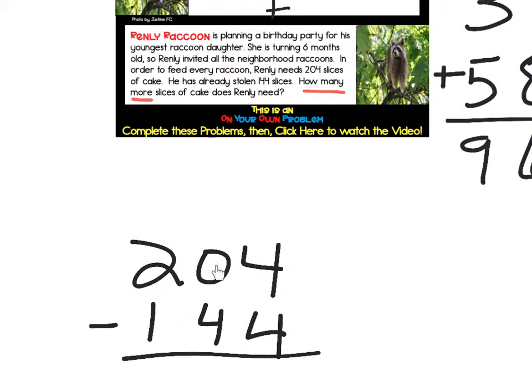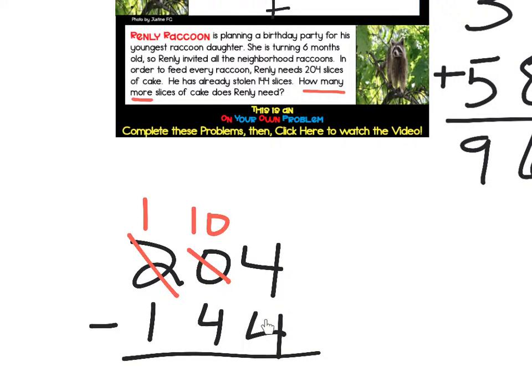1 is smaller. But lo and behold, I got trouble coming right away here because I cannot take 4 away from 0. There's nothing there to take it away from, right? So I am going to actually borrow from the 2. I'm going to turn that into a 1, and I'm going to borrow a group of 10 to turn that into 10. And then I'm ready to rock and roll and move forward to the next column.